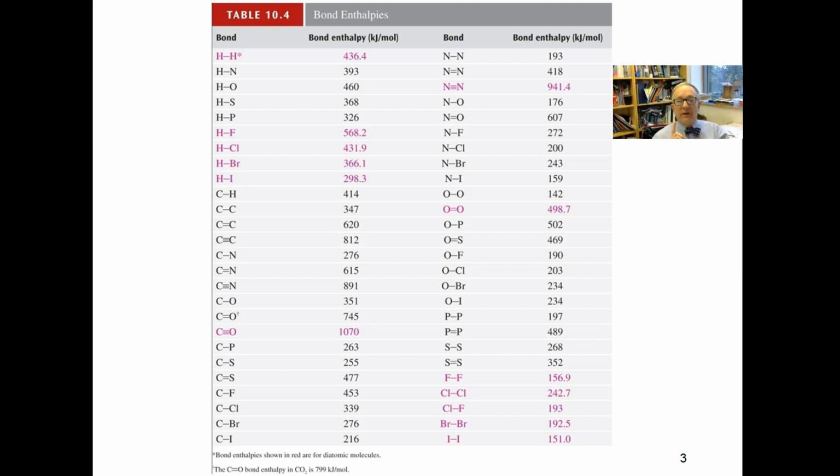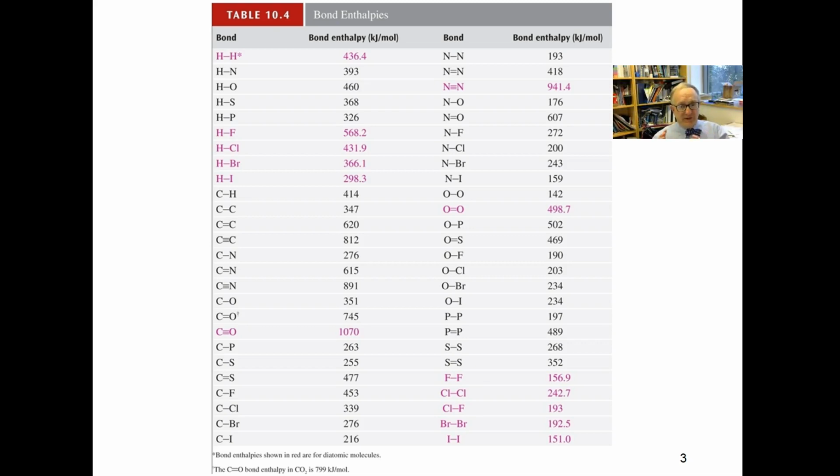One note, look at the carbon-oxygen double bond. A carbon-oxygen double bond in a molecule other than carbon dioxide is 745 kilojoules per mole. If you're looking at carbon dioxide, it's now 799 kilojoules per mole.